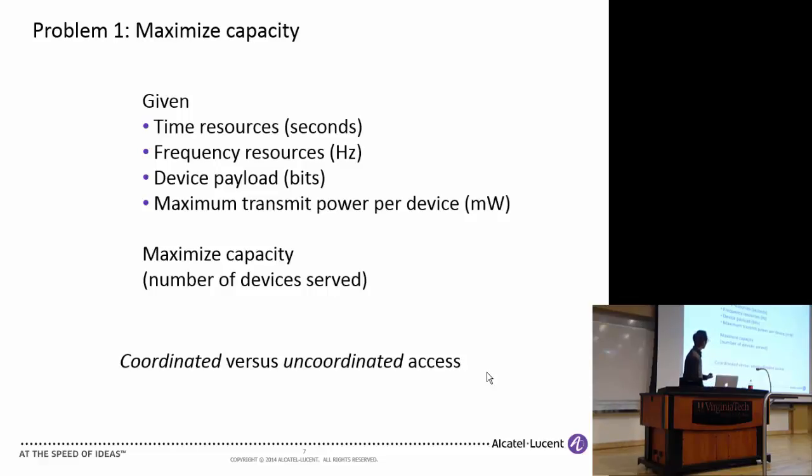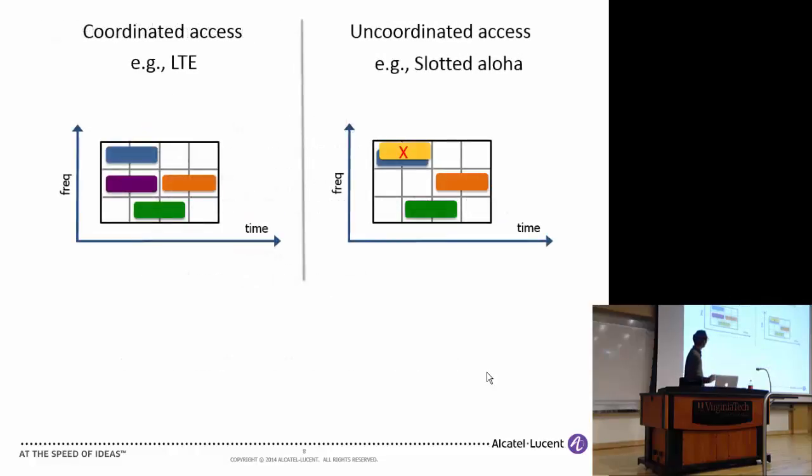Okay, and then one dimension that we're going to explore here is what's called coordinated versus uncoordinated access. What this means is that if you think of a conventional cellular system based on the LTE standard, this is a coordinated access scheme, which means that you have a bunch of devices, they want to send something up on the uplink.